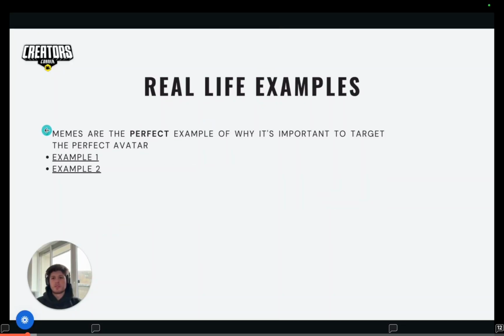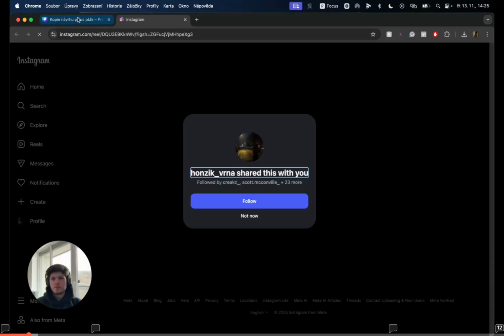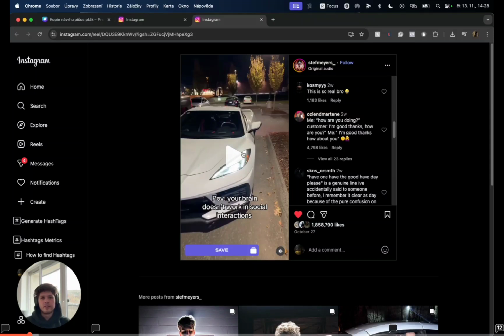Let's get through some real life examples. Real life examples of why avatar is super important are memes. I'm going to show you examples of two memes right now. Technically, I wouldn't even call these memes. These are just videos that went viral. But let me show you what I mean by targeting the perfect avatar.